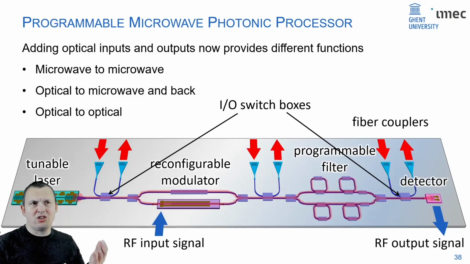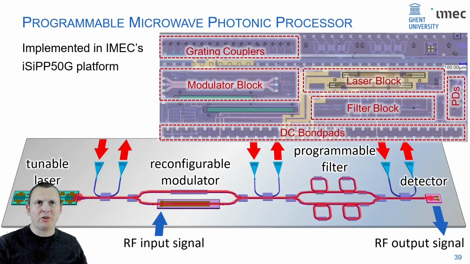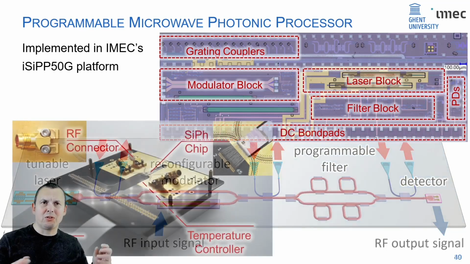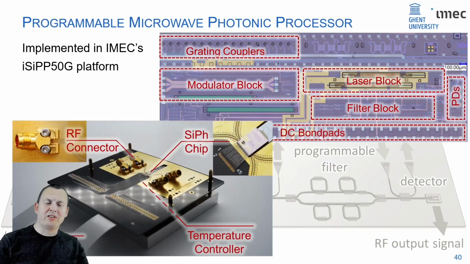We've built such a chip. This is the footprint, so you see modulators, lasers, programmable filters, and of course electrical bond pads and grating couplers to connect to the outside world. And this chip, then we packaged it with RF connectors and optical connectors and wire bonds to the driver electronics.